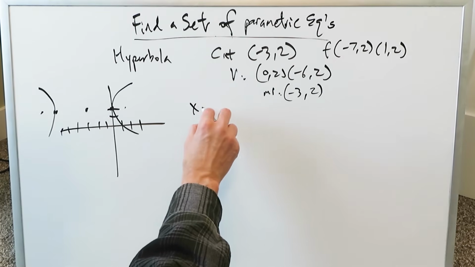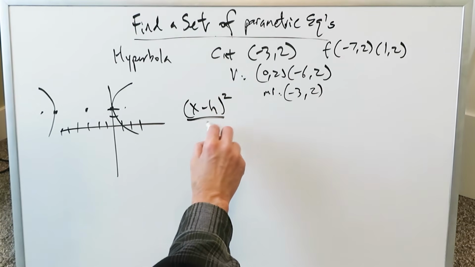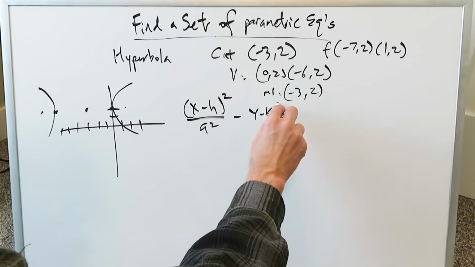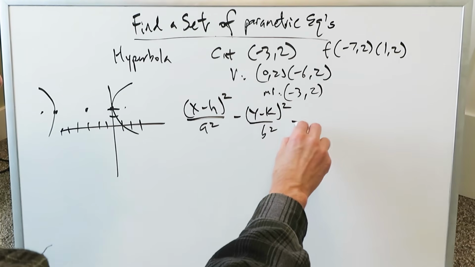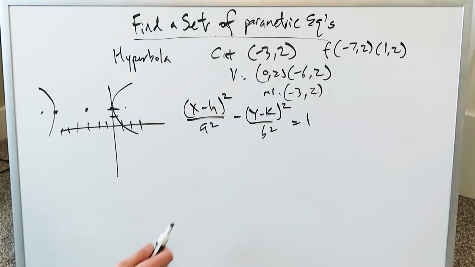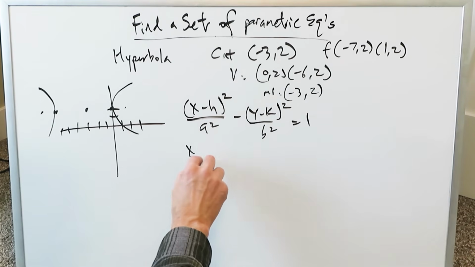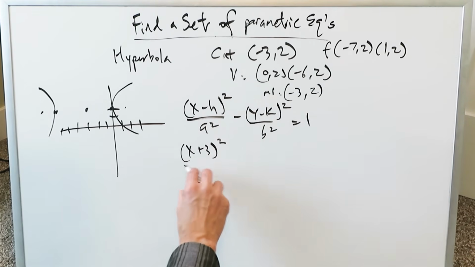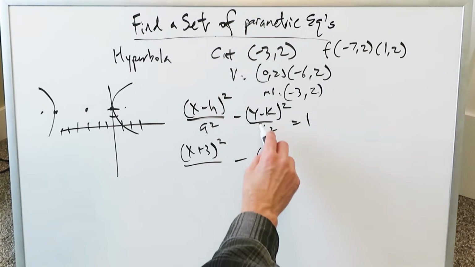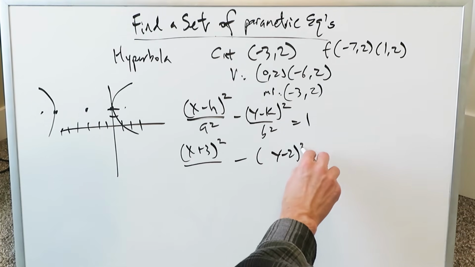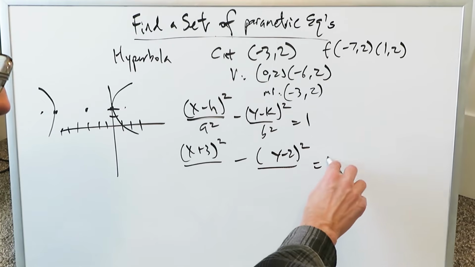Your equation over here is of this form: x minus h whole square over a square minus y minus k whole square over b square is equal to 1. You just have to first develop your rectangular equation. This x minus h over here, would that become x plus 3 whole square over a square? We'll figure that out. And y minus k here would be y minus 2 whole square over your b square is equal to 1.